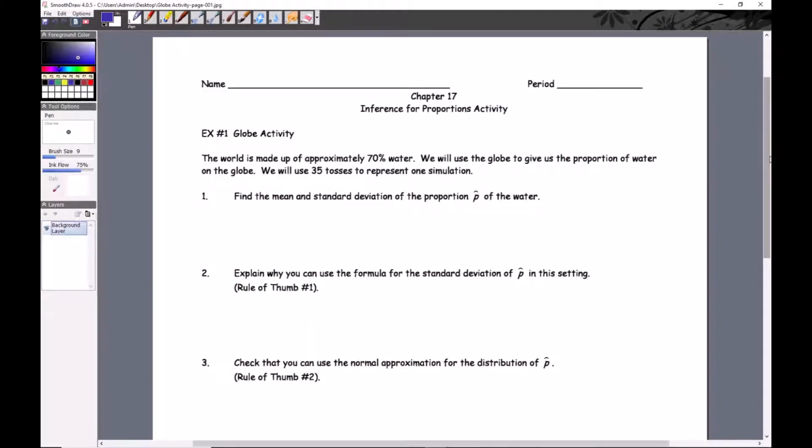All right, so here we go. We're back at, this is in your packet. It is your globe activity. Make sure my pen is there. There it is. And so go ahead and turn to that, and we will proceed. And you'll actually see some of those PowerPoint ideas in action.